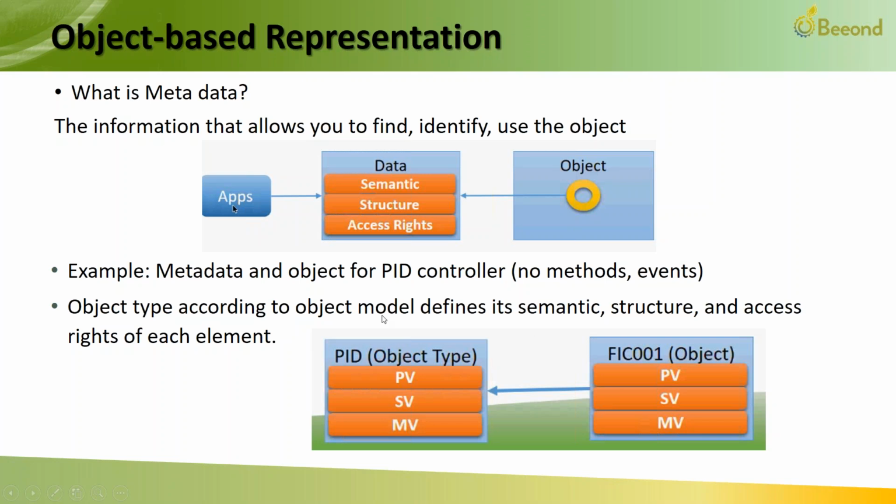You see in the example here, there's an example of a PID controller. In this case, there's no method or events. There are the three classical properties, the process set and manipulated. Sorry, I had a blank. And that's just the type definition. Whereas this object specifically is an instance of the PID controller. So it's a very simple example of what that means.